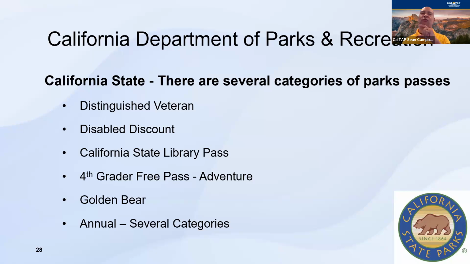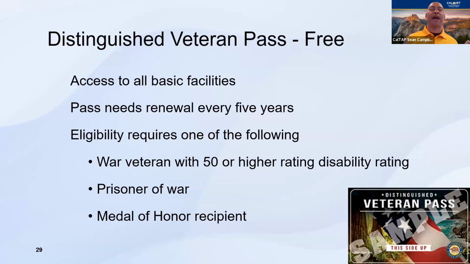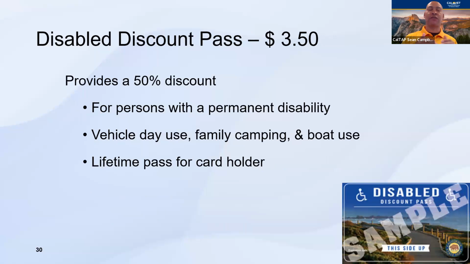Obviously, as the Department of Veteran Affairs, we really want to talk about the Distinguished Veterans Pass first. The thing about the Distinguished Veterans Pass is that it allows you free access to all the basic facilities. The way they had the pass before, it needed a renewal every year. Now it needs a renewal every 5 years. The eligibility requirements for the Distinguished Veterans Pass are a wartime veteran with a 50% or higher disability rating, or a prisoner of war, or a Medal of Honor recipient. Those are the three checkpoints for eligibility.